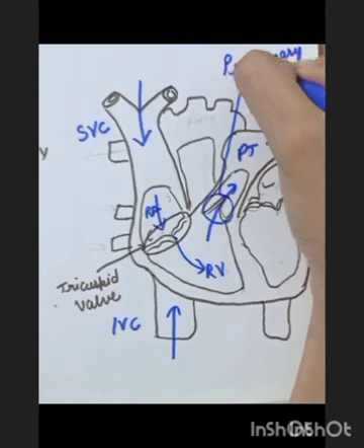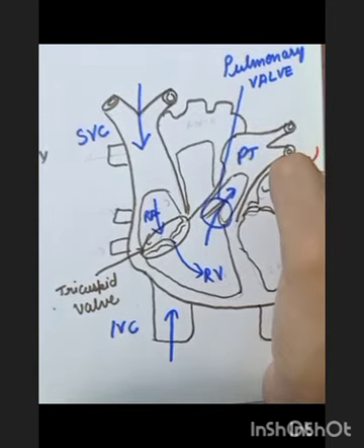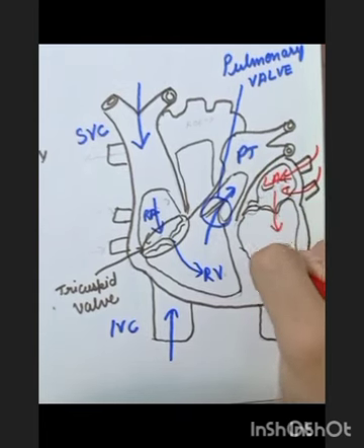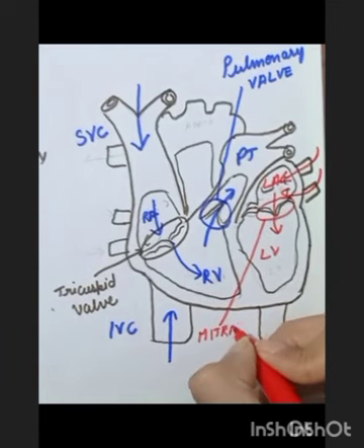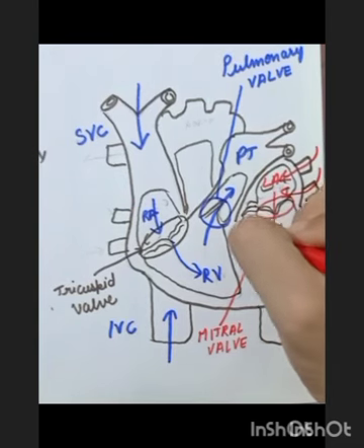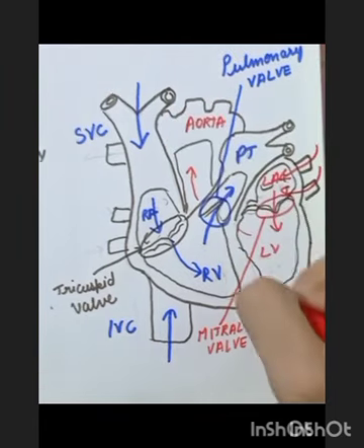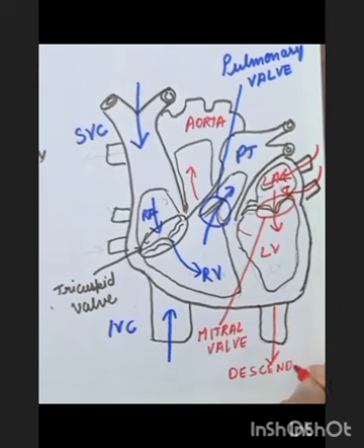It goes to the lungs for oxygenation and purification. Then it comes to the left atrium through the pulmonary veins, and from the left atrium it goes to the left ventricle through the mitral valve, the valve present between the left atrium and left ventricle. It then goes to the aorta through the aortic valve, and from the ascending and descending aorta it goes to the whole body. So this is the whole circulation procedure.